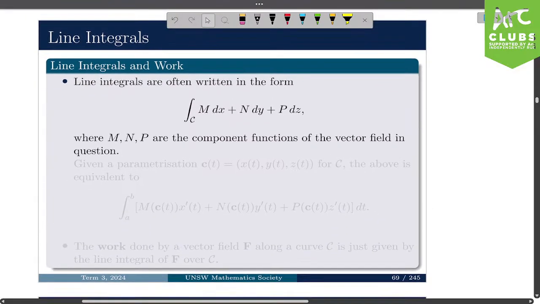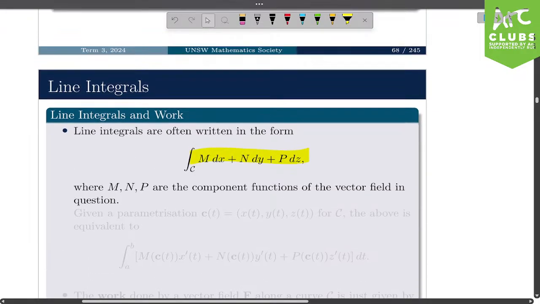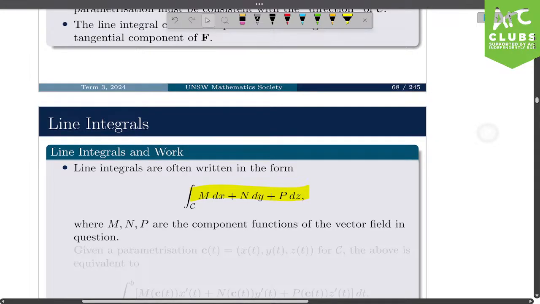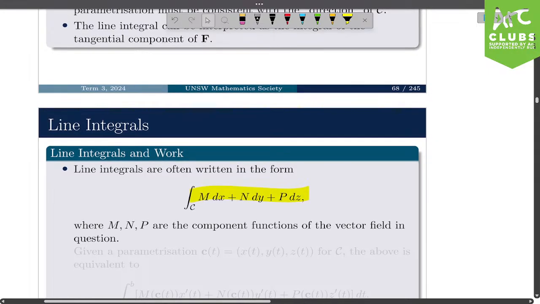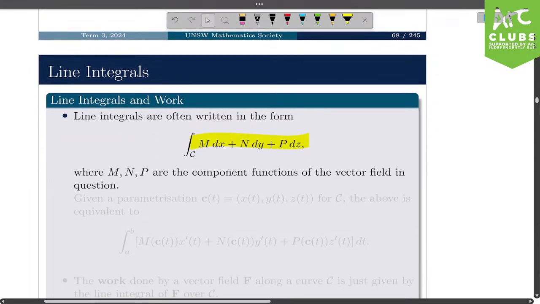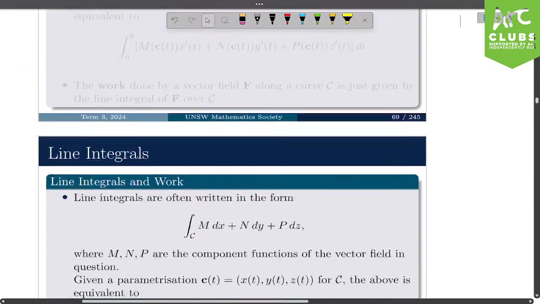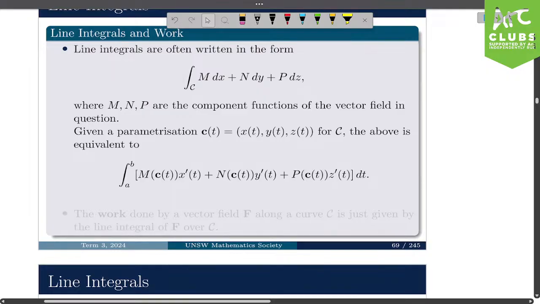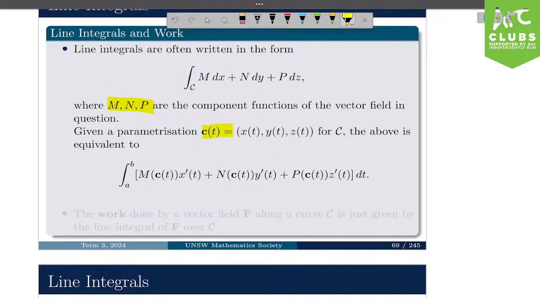Okay, so we oftentimes write line integrals in this form, which is just by saying that s or ds is like a vector dx, dy, dz, and f is a vector field m, n, p. Dot product immediately gives us this expression. So oftentimes we see it in this form. These are of course the components of the vector field, and we're given some parametrization like that. Evaluating that dot product gives us the expression here.